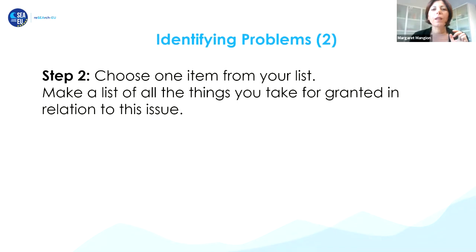Secondly, you choose the item from your list here, so pick one, okay? And make a list of all the things that you take for granted in relation to this issue. I will guide you with this, don't worry, okay? So for example, this is an area that we struggle with because you need to focus. Since you take these things for granted, you don't normally think about them actively, okay?